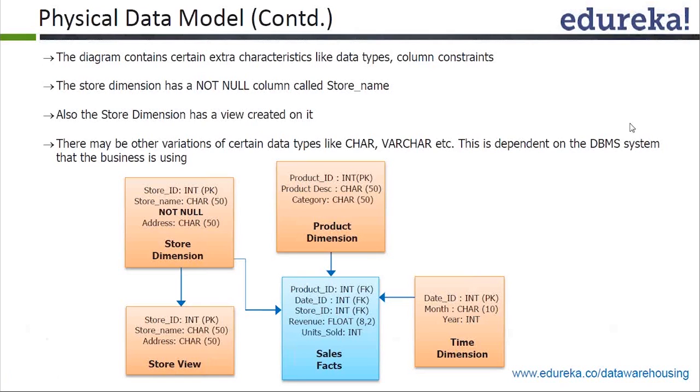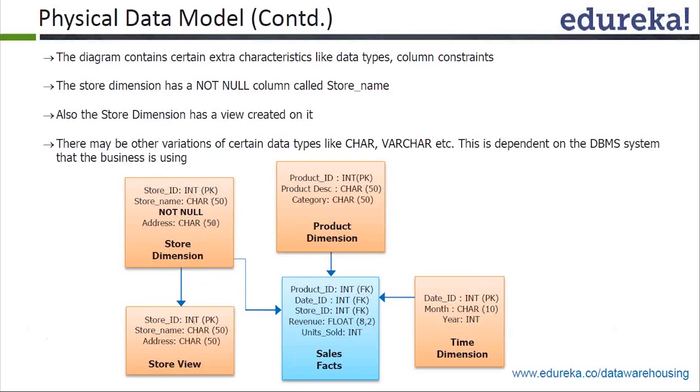So this is a sample of how your physical data model will look. You can see the constraints on the store dimension table, where there is a not null constraint on a particular column, which is store name. Which means that the store name cannot be null. You can also see the data type defined for each column, which is char 50 for store name, char 50 for address, and then you can also see the primary key defined on these tables.